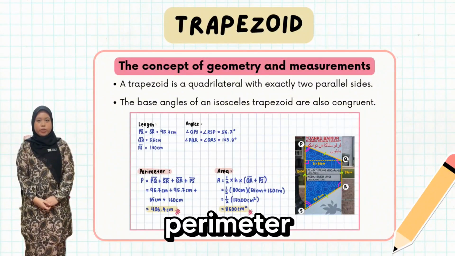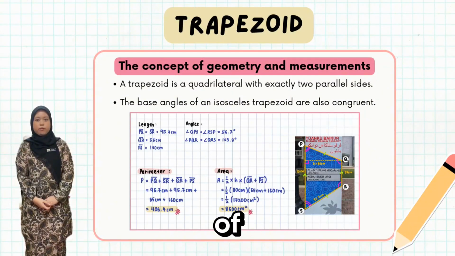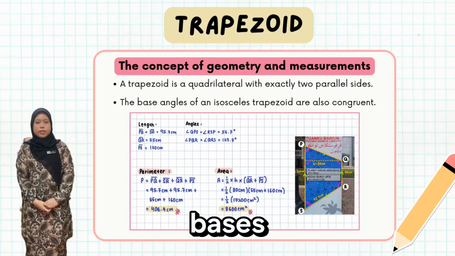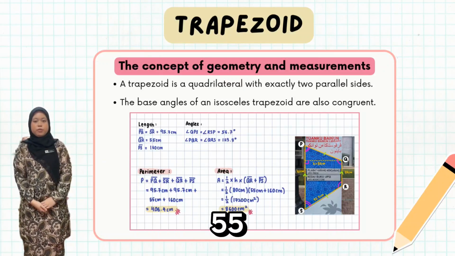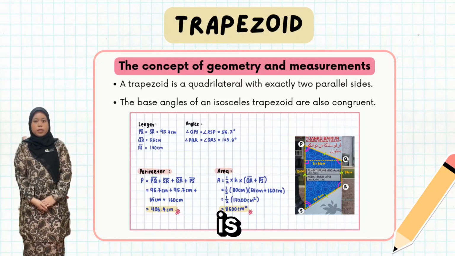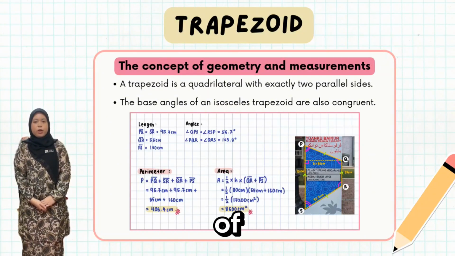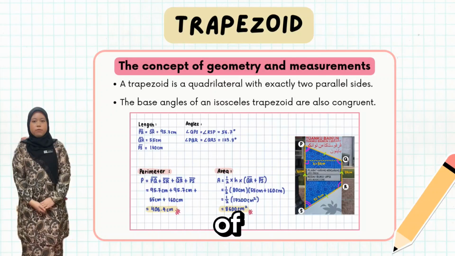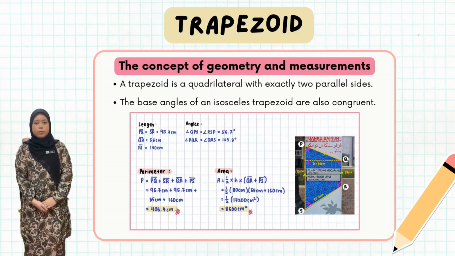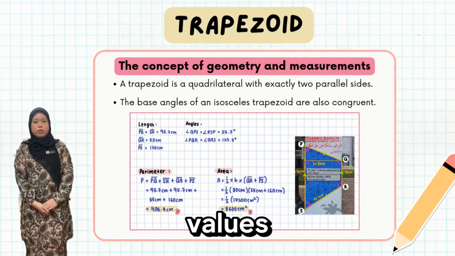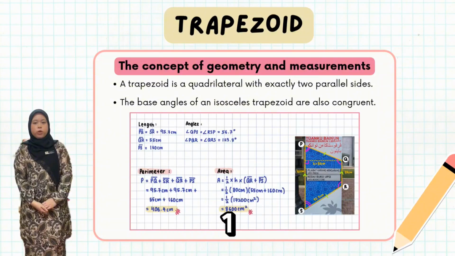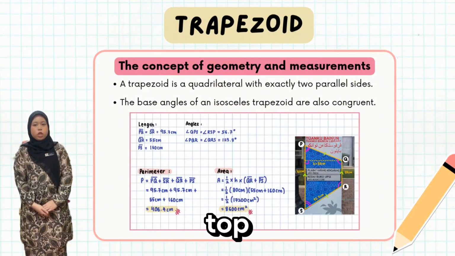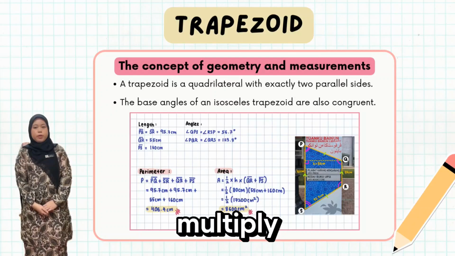So to find the perimeter, we just sum up both the lengths of the legs and both the top and bottom bases. The top base of the trapezoid is 55 centimeters, the bottom base is 160 centimeters, and the legs are 95.7 centimeters each. For the area of the trapezoid, we measure the height of the trapezoid, which is 80 centimeters. Now we substitute the values into the formula, which is 1/2 multiplied by the sum of both the bases, top and bottom, multiplied by the height.